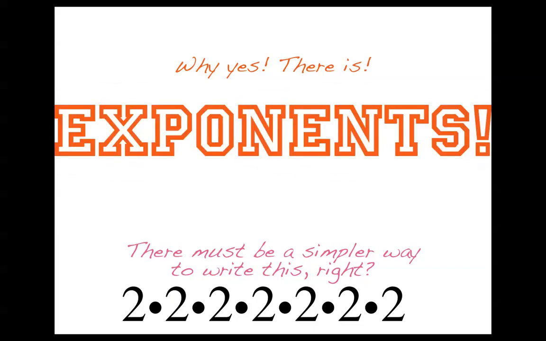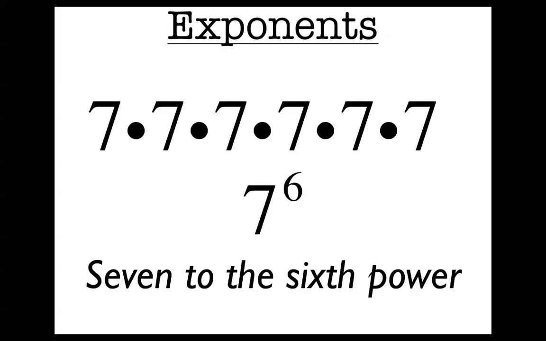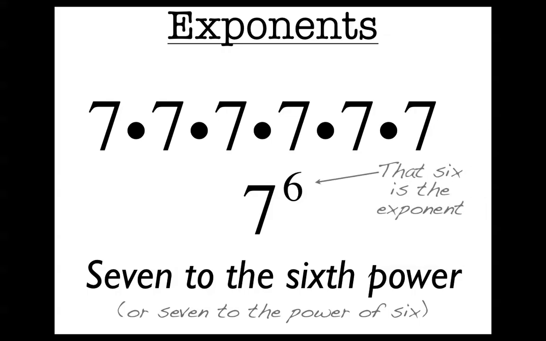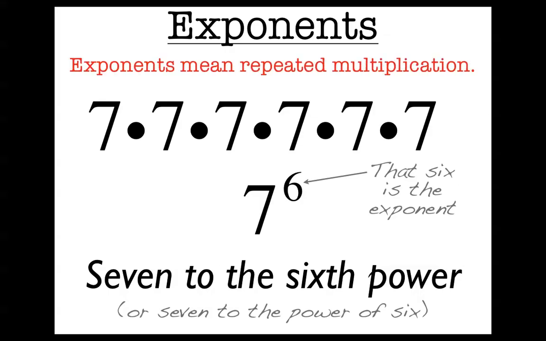And we do it with exponents. Exponents take a big, long expression where you're multiplying the same thing times itself over and over and over again, and abbreviate it, shorten it into something shorter and sweeter, like 7 to the 6th power instead of 7 times 7 times 7 times 7 times 7 times 7. You can also call this 7 to the power of 6. I think this is probably review, but just in case you don't remember, the 6 is the exponent with the 7, which means you're going to multiply 7 times itself 6 times. It means repeated multiplication.